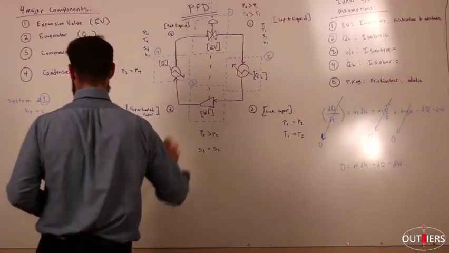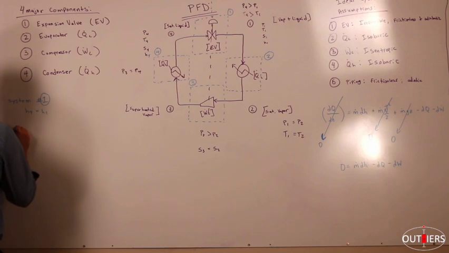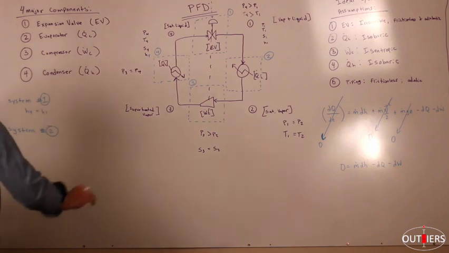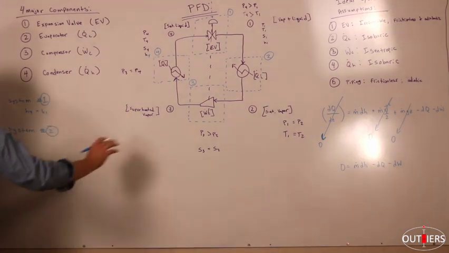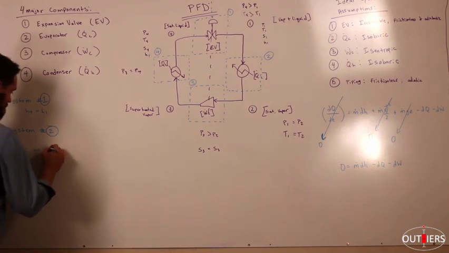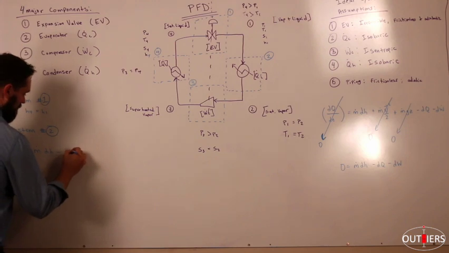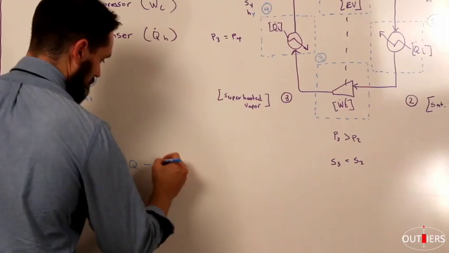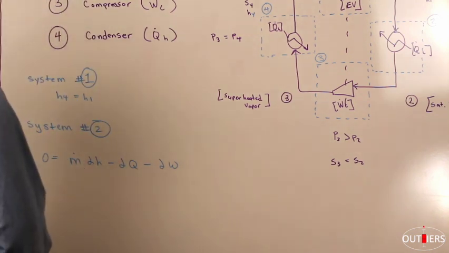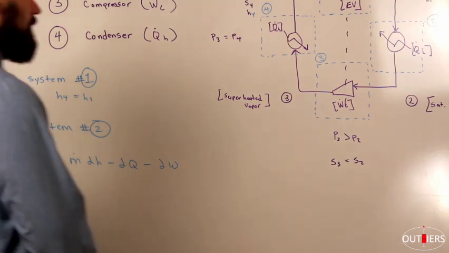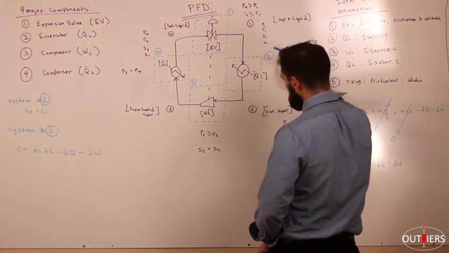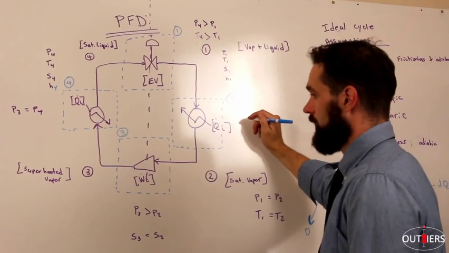Now let's look at system 2. Again, we can start with our energy balance that we reduced down over there, that 0 equals M times the change in enthalpy, minus the change in heat transferred, minus the change in work done to or by the system. So if we look at what's happening, we have mass coming into the system, mass coming out. We know that it's the same because we assumed a closed system.